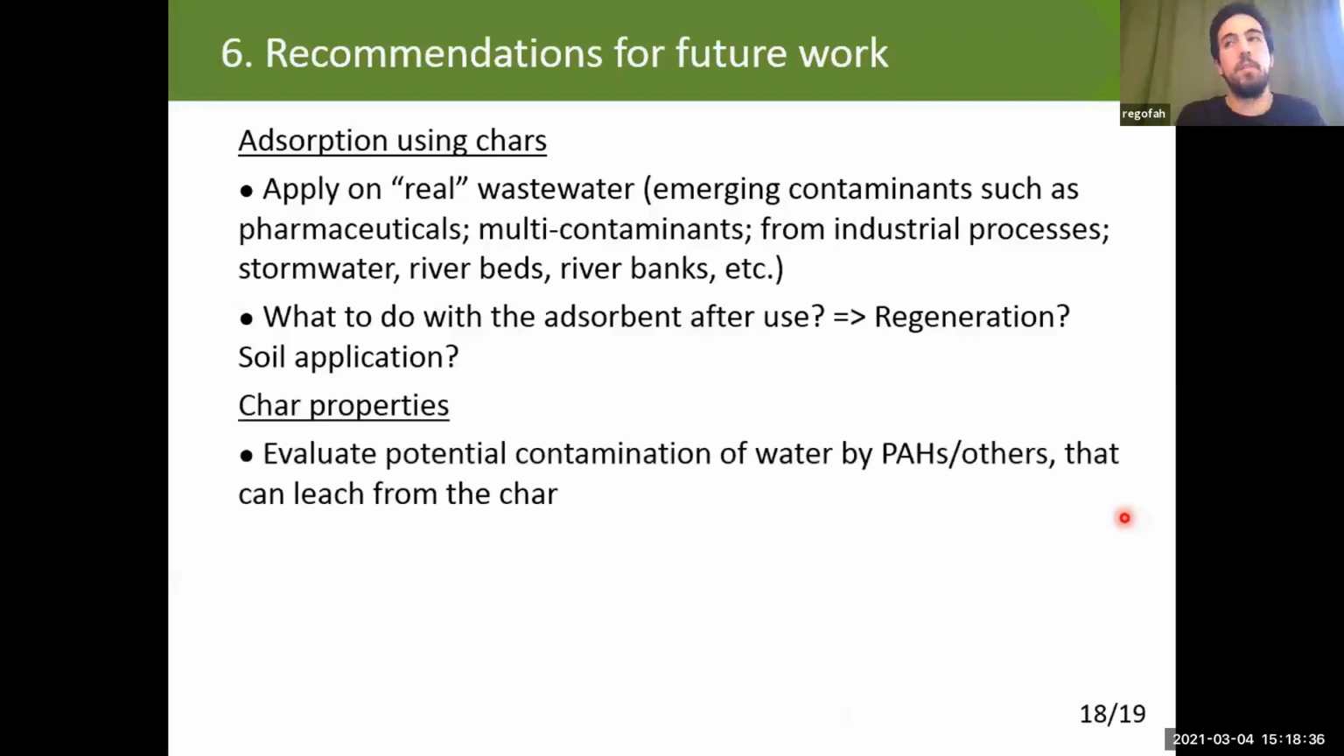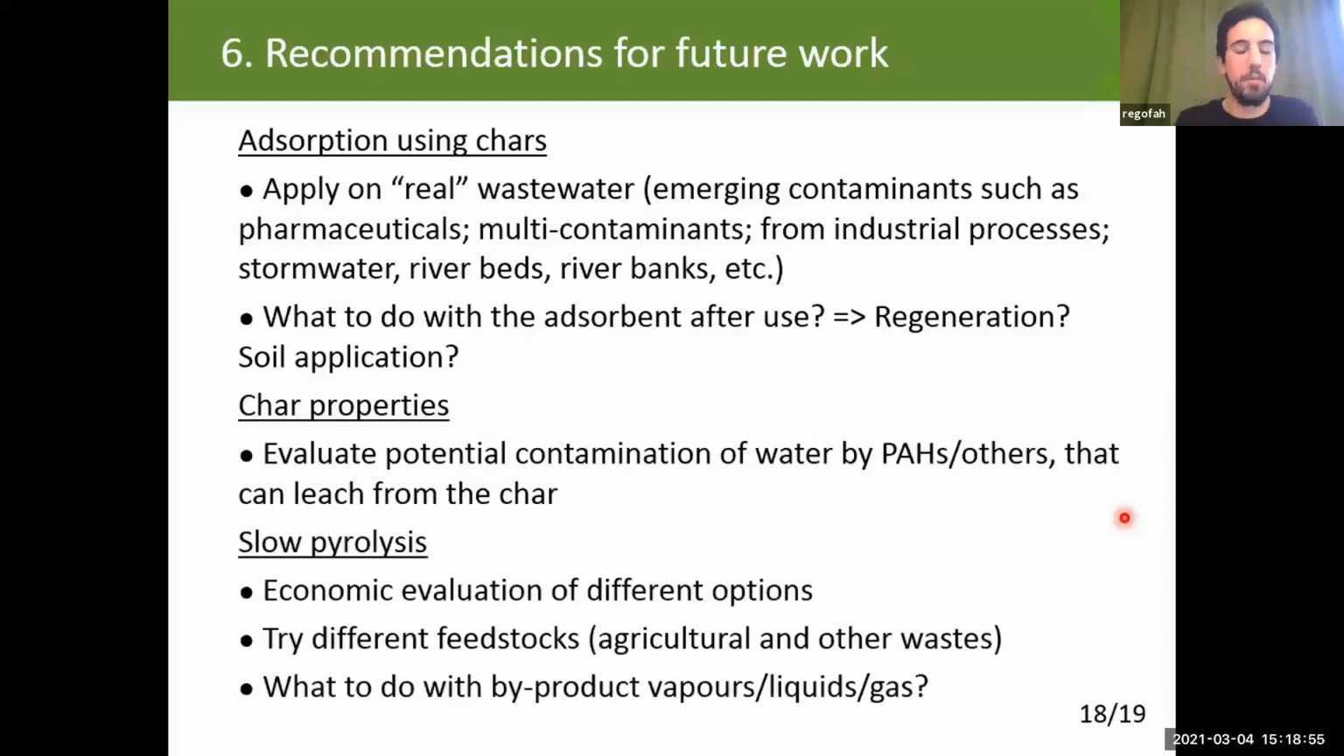Also interesting is evaluating the pH of the chars and seeing if things can leach from the char into the water, especially for the lower temperature chars, which are less stable than the higher temperature chars. For the process itself, it's looking at how the different modifications compare economically, if it's worth it to soak the material or use CO2 as carrier gas. Trying different feedstocks is very important as well.